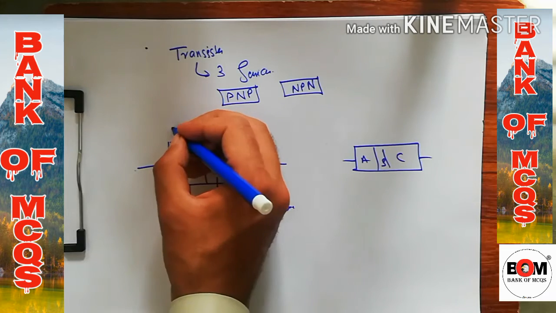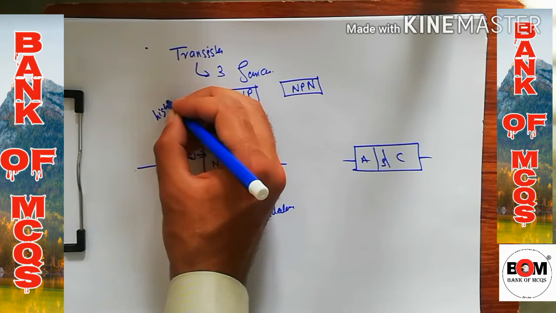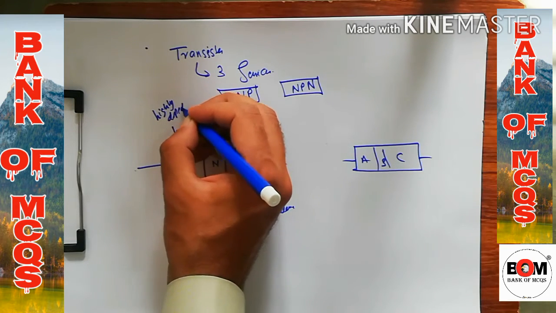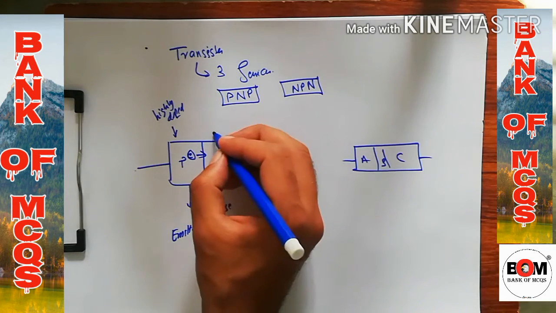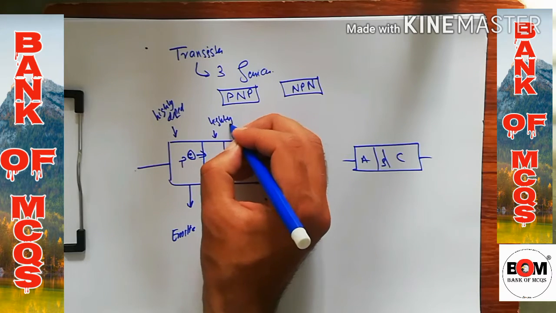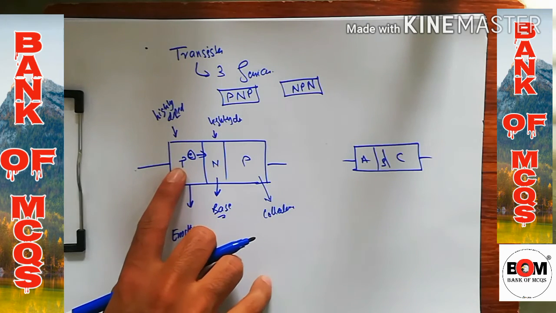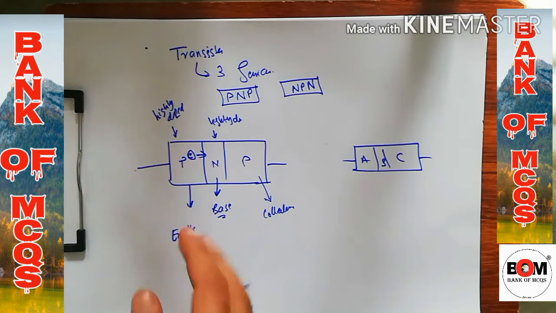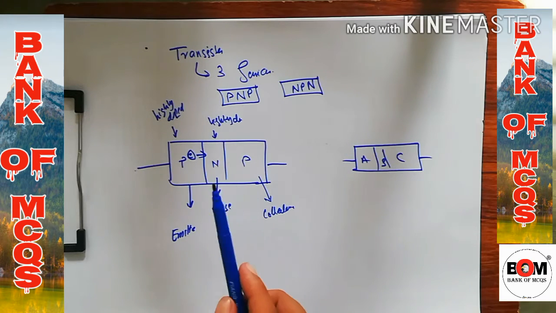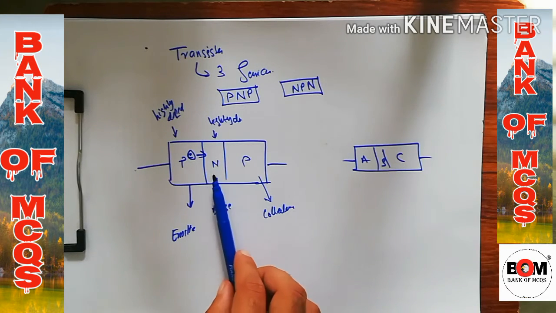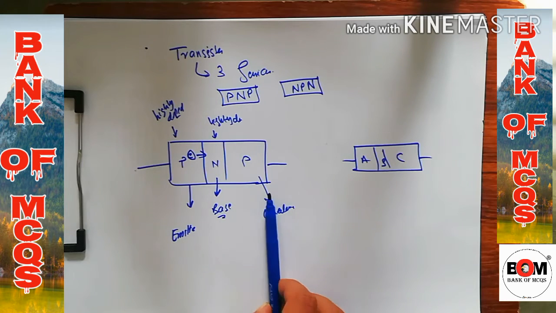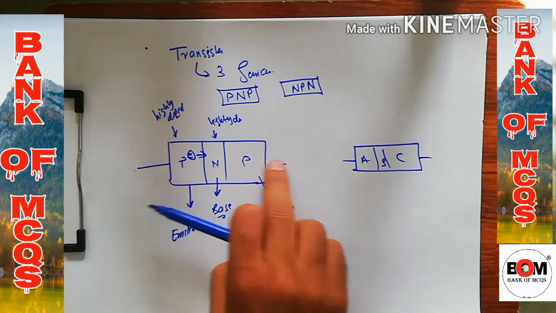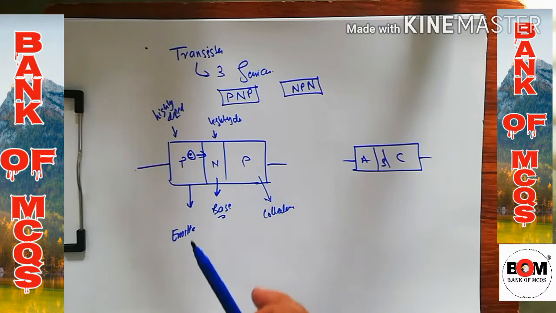Now, the emitter is highly doped. Highly doped means we have added many trivalent or pentavalent atoms to it, so there are more majority carriers. The base is lightly doped, so it can't absorb many electrons. So most of the charge carriers from the emitter are absorbed by the collector, and the current moves from emitter to collector.